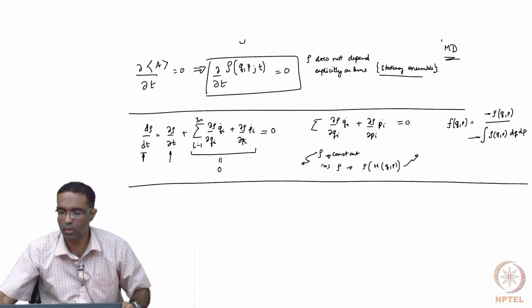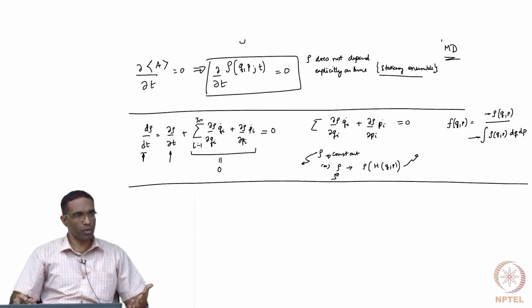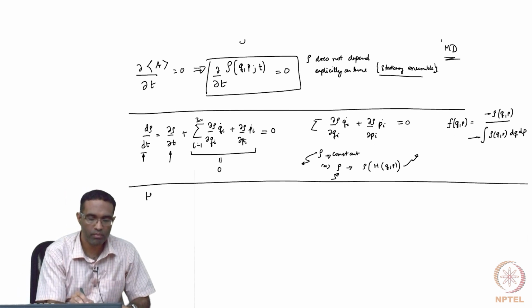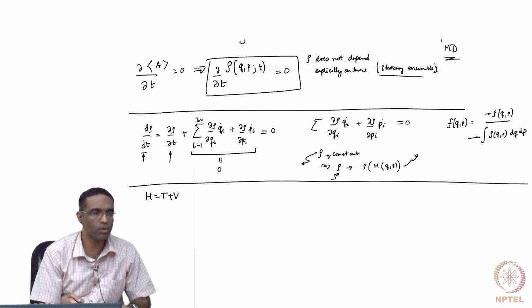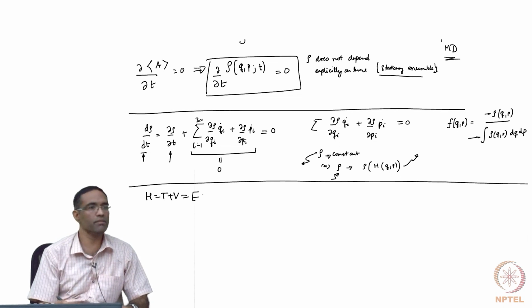What we are going to try to do now is see under what conditions rho happens to be explicitly dependent on h. For conservative systems, h, or the Hamiltonian, is nothing but T plus V, the kinetic energy plus the potential energy, which is the total energy of the system. For conservative systems, the Hamiltonian is nothing but the energy of the system.